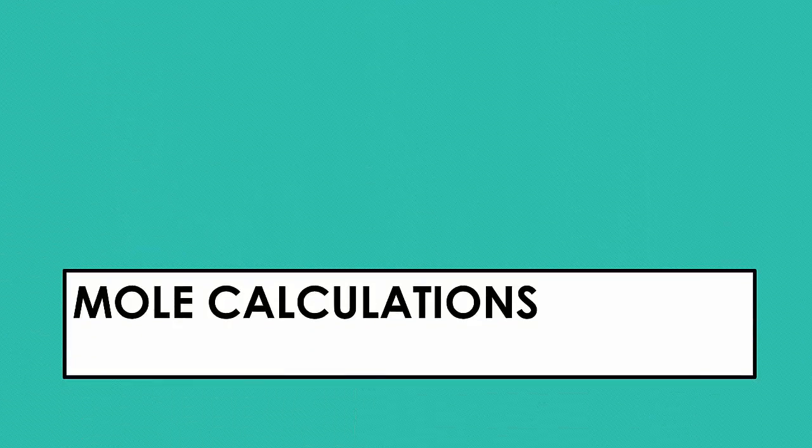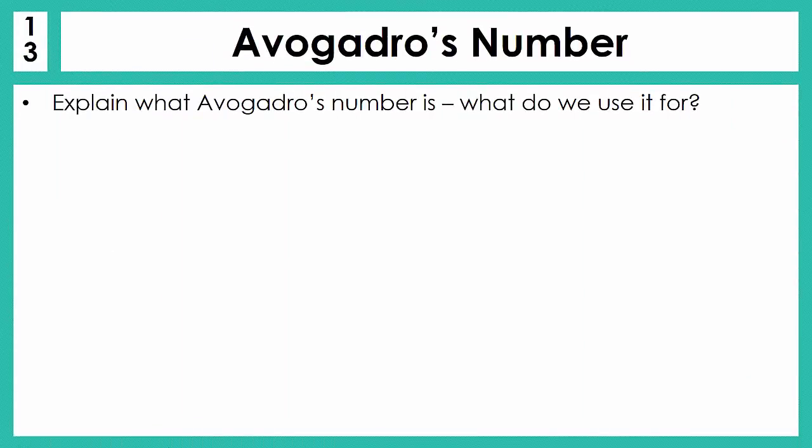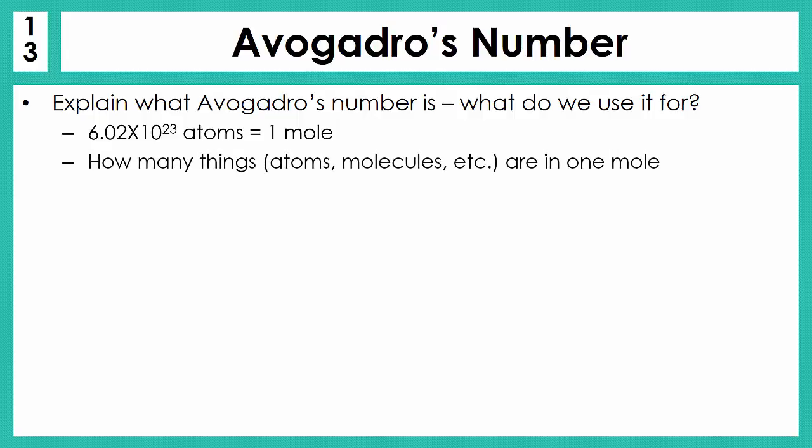Next set of questions are mole calculations. So explain what Avogadro's number is and what do we use it for? So Avogadro's number is a way to count the number of atoms. So one mole is going to be equal to 6.02 times 10 to the 23rd atoms. So this is how many things are in a mole. It allows us to count by groups.